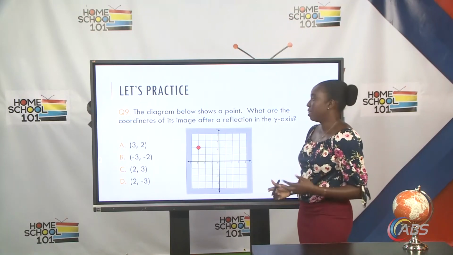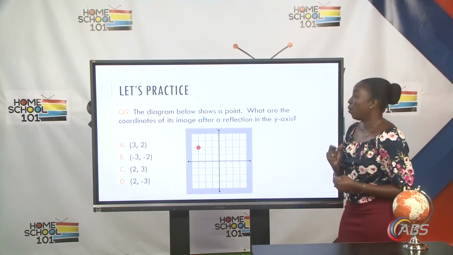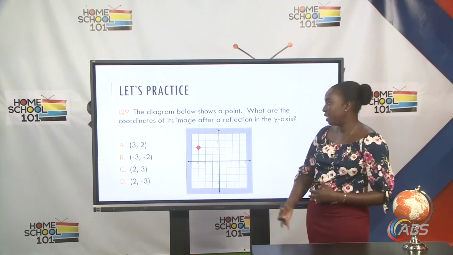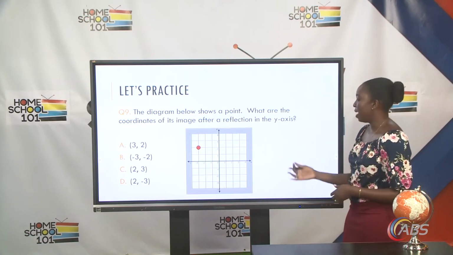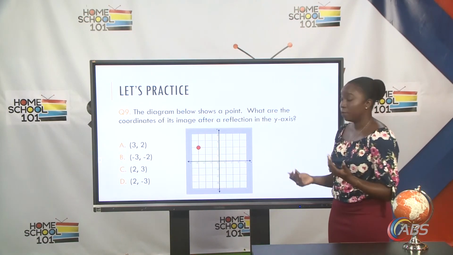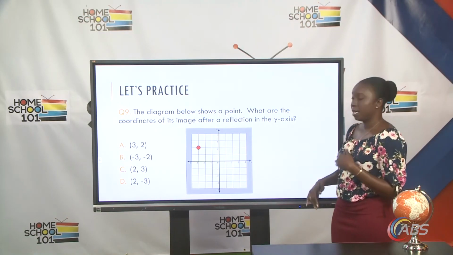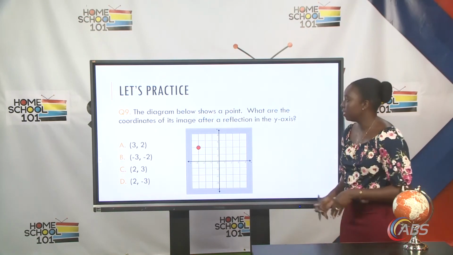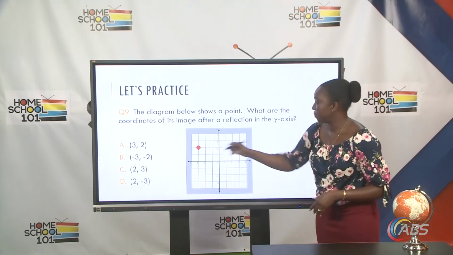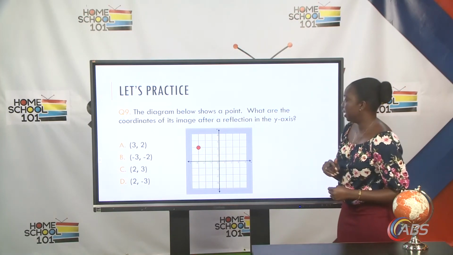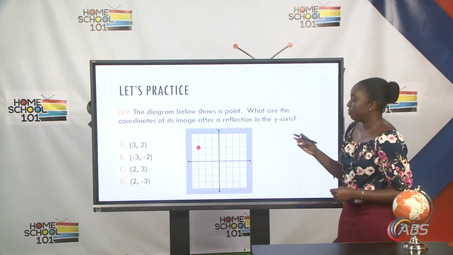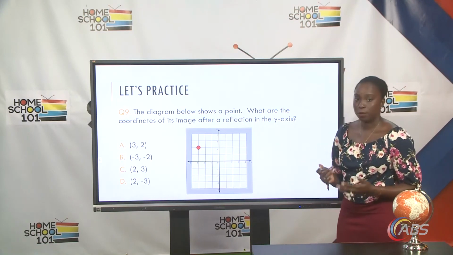Question 9. The diagram below shows a point. What are the coordinates of its image after reflection in the y-axis? So remember, when you're doing reflection, you always need a mirror line, and they actually told us what that mirror line is, and that it is the y-axis. So they gave you the point, that big old red circle there, and they want to know if I reflected this over the y-axis, what would it look like?